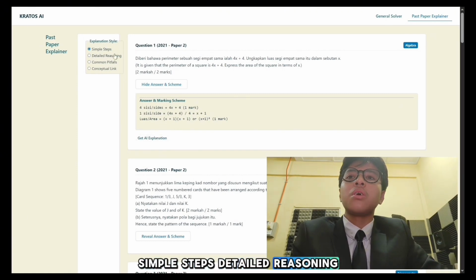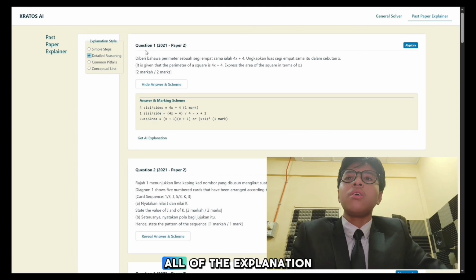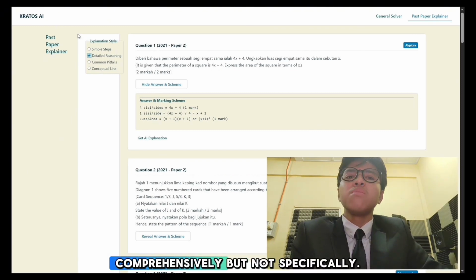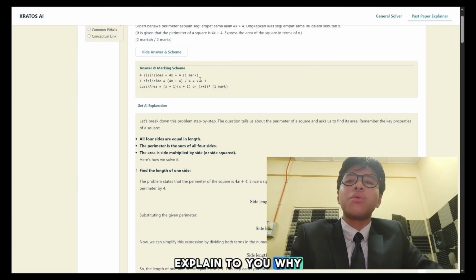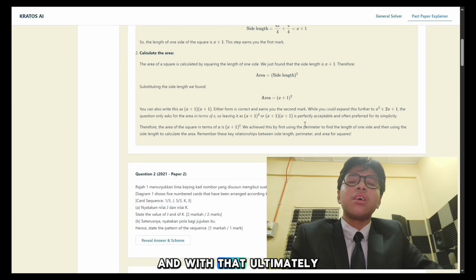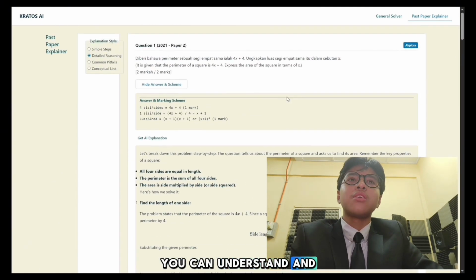Simple steps, detailed reasoning, common pitfalls, and conceptual link. So let's click for detailed reasoning. So it'll give you all of the explanation style comprehensively, but not specifically. So here's the explanation, explaining to you why you get these answers. And with that, ultimately you can understand and go through the past papers more efficiently.